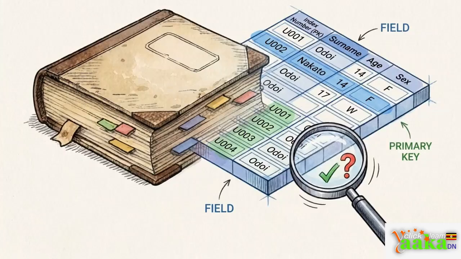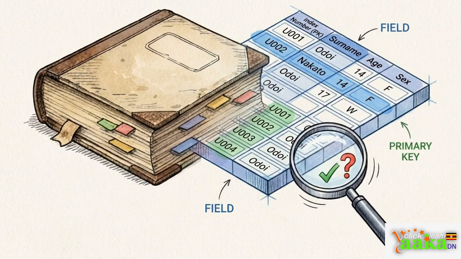The system's foundation is the table, similar to a physical register's grid. One full horizontal row is a record, holding all information for a single person, like Nakato. A single vertical column is a field, representing one category of information, such as surname.